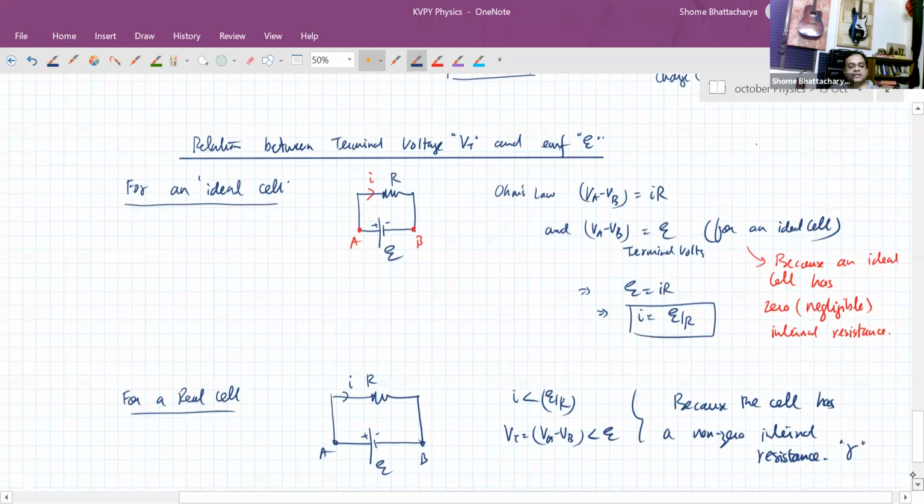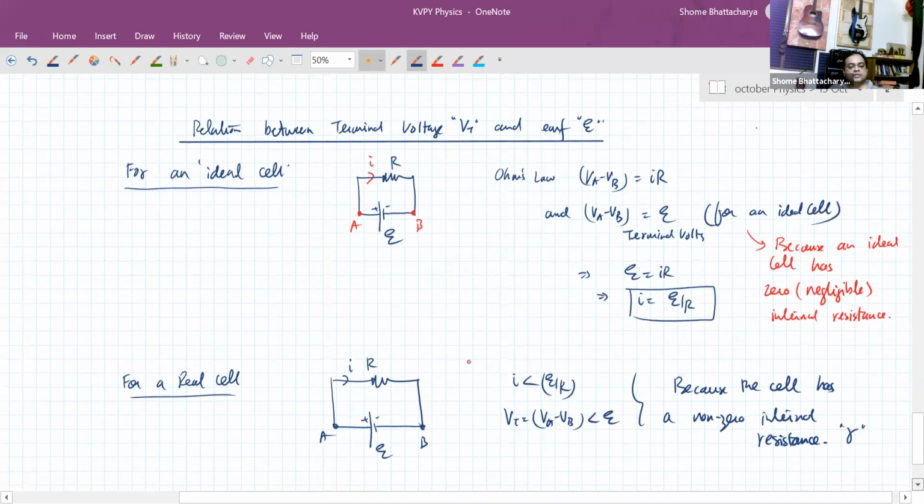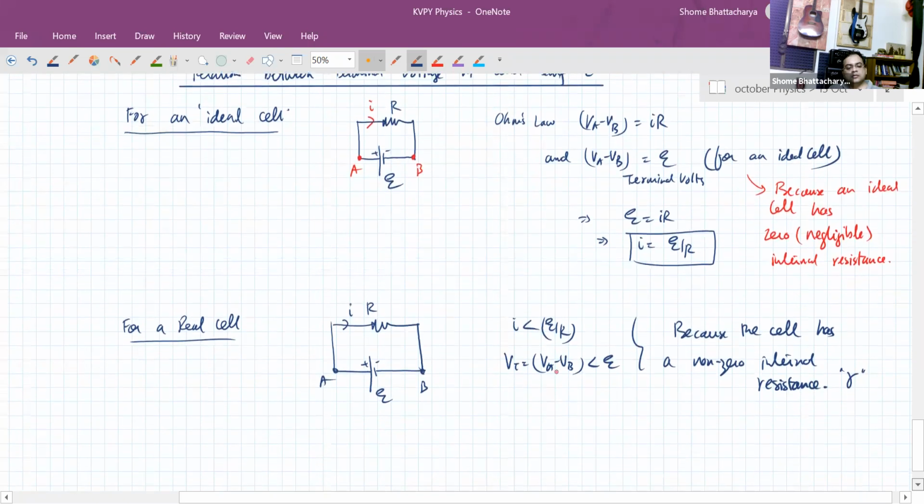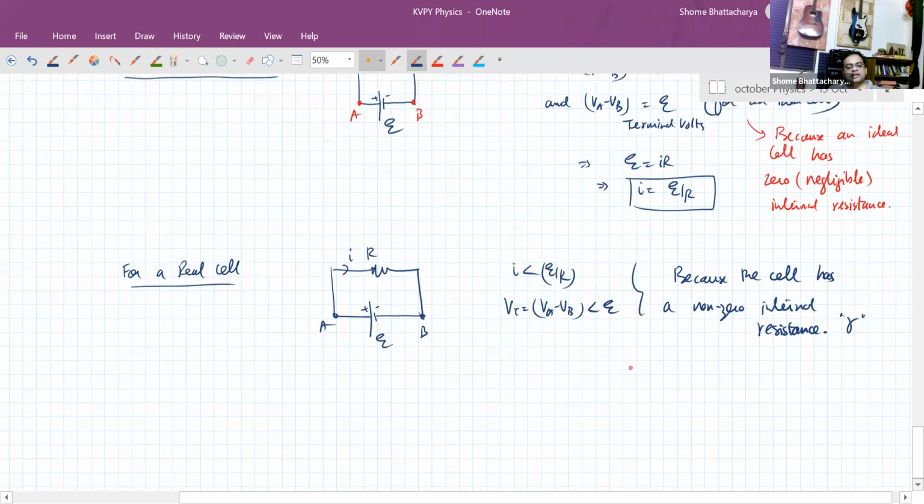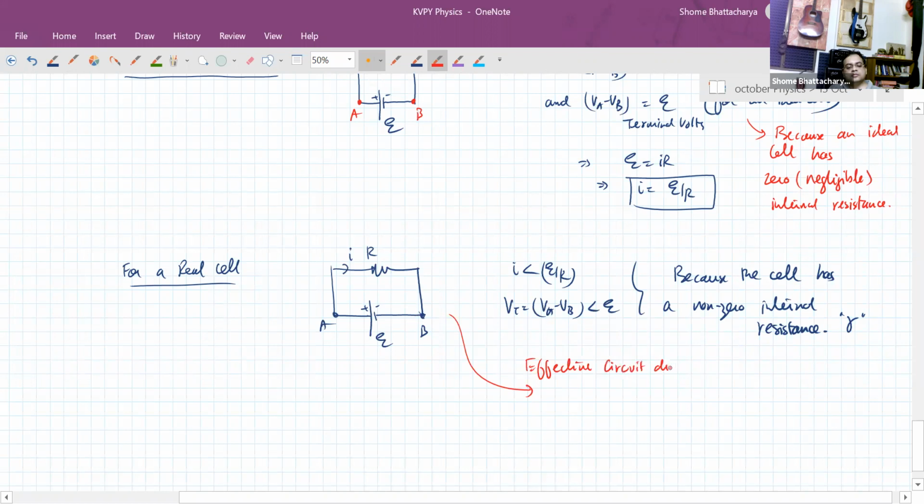So because of the internal resistance, the effective circuit diagram for this kind of a cell, for which we cannot ignore the internal resistance, becomes like this, along with the external resistor which we have connected across the terminals. Let's say these are the terminals of the battery, but along with that, the battery internally also has some resistance, which is called the internal resistance.